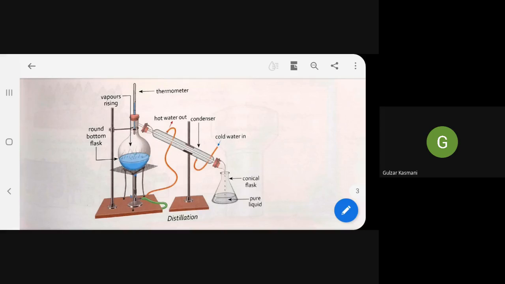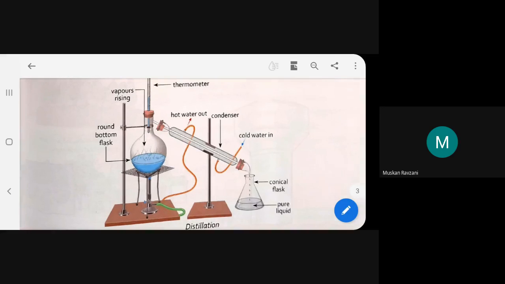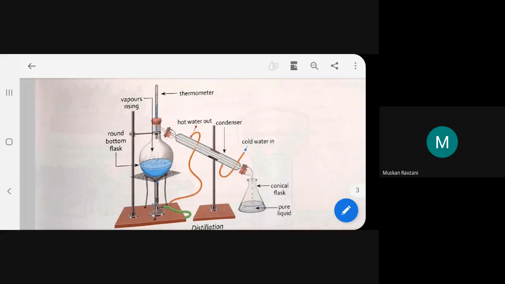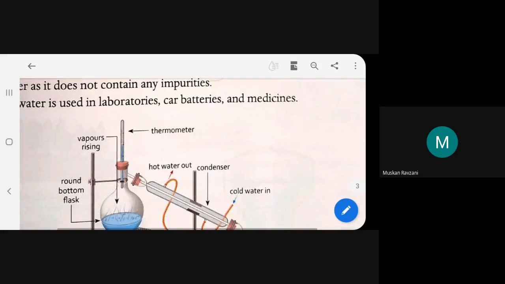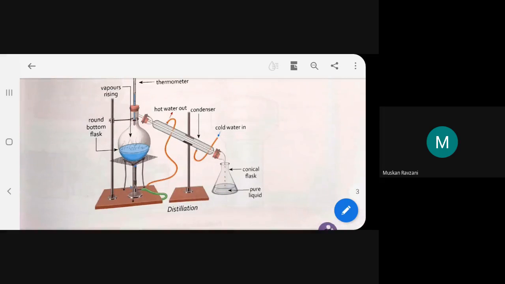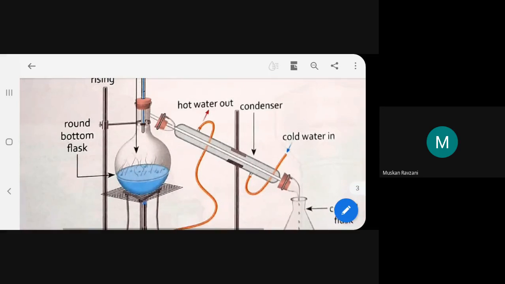What's the name of this method? Distillation. Yes, distillation. It takes so much time and is not such an easy method, that's why it is not used generally everywhere, but in laboratories, to prepare medicines, and in car batteries this method is used. Now, can you see a round bottom flask here?